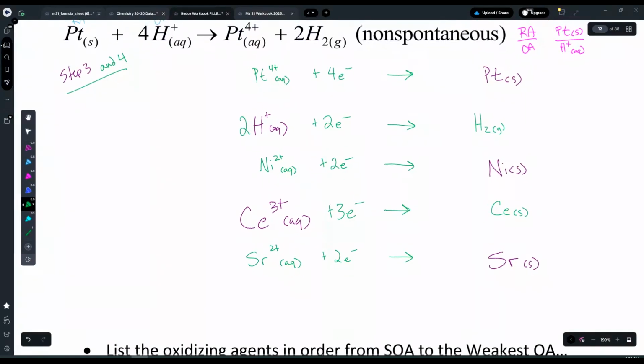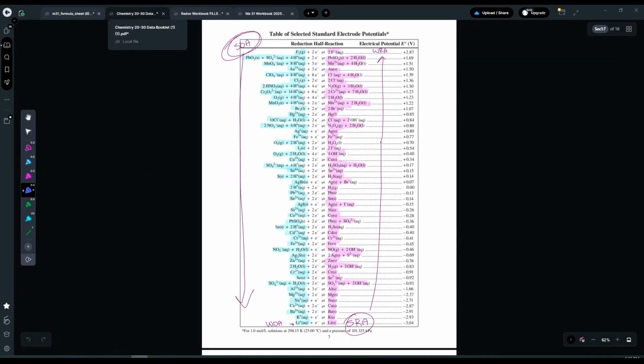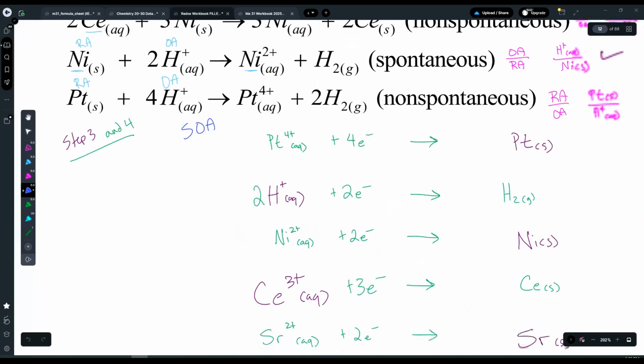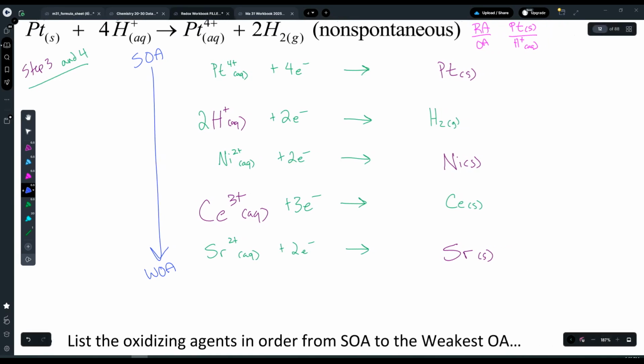There we go. So with how we ordered this, this is how it's playing out. Our SOA is in the top left-hand corner, just like our strongest oxidizing agent is in the top left-hand corner in our data booklet. Now, as we go down our list of oxidizing agents, they get weaker and weaker and weaker. So strontium 2 plus is our weakest oxidizing agent, while platinum 4 plus is our strongest oxidizing agent.